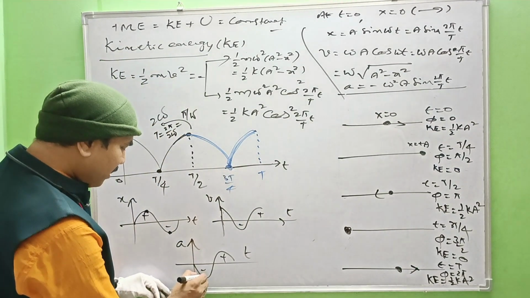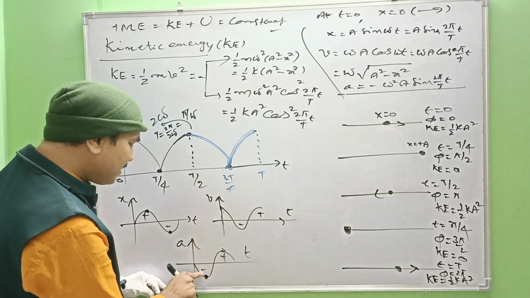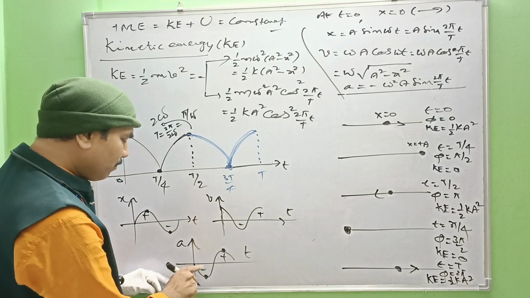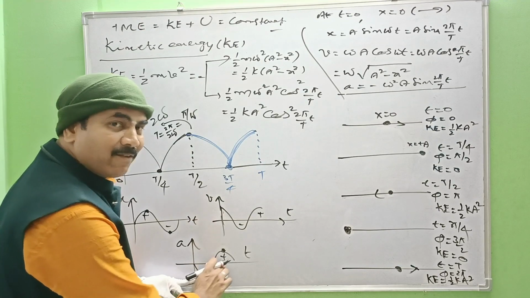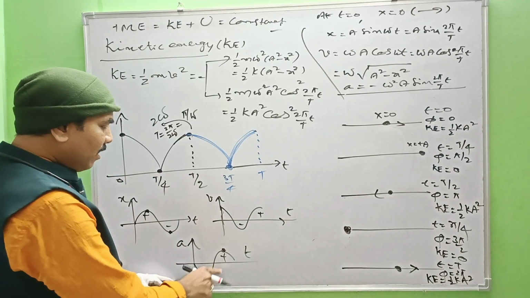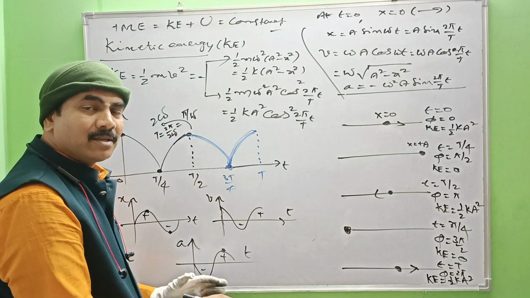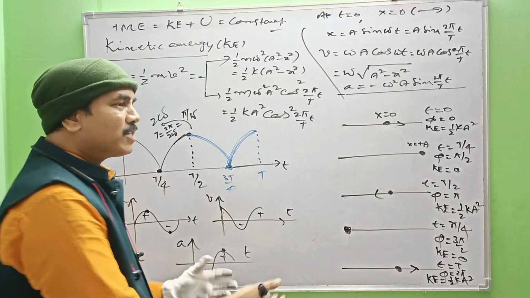Here also, see, acceleration is maximum once here, one more time here. But here it is negative, here it is positive. So both segments collectively are known to be one complete cycle, right? Within one oscillation, here also acceleration reaches twice its maximum value.